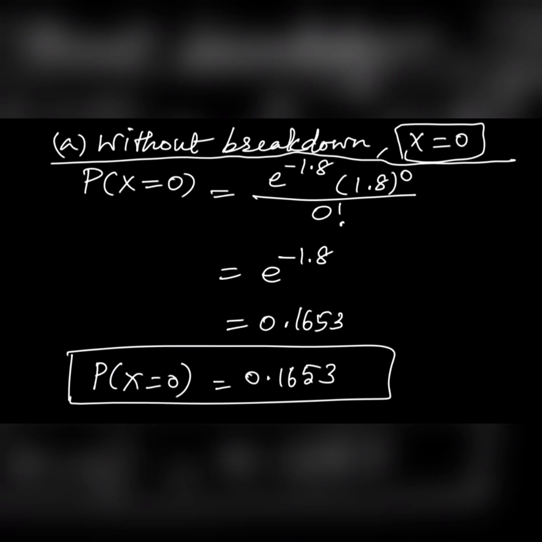First, subdivision A, without breakdown, that is x equal to 0. So instead of r on the right side, we put 0 at each place. So P of x equal to 0 is now e to the power minus 1.8 into 1.8 power 0 by 0 factorial. 1.8 power 0 is 1 and 0 factorial is also 1. So we just have to find e to the power minus 1.8. If we evaluate using either a calculator or even an Android mobile, the answer up to 4 places is 0.1653. So P of x equal to 0, that is without breakdown, the answer is 0.1653.